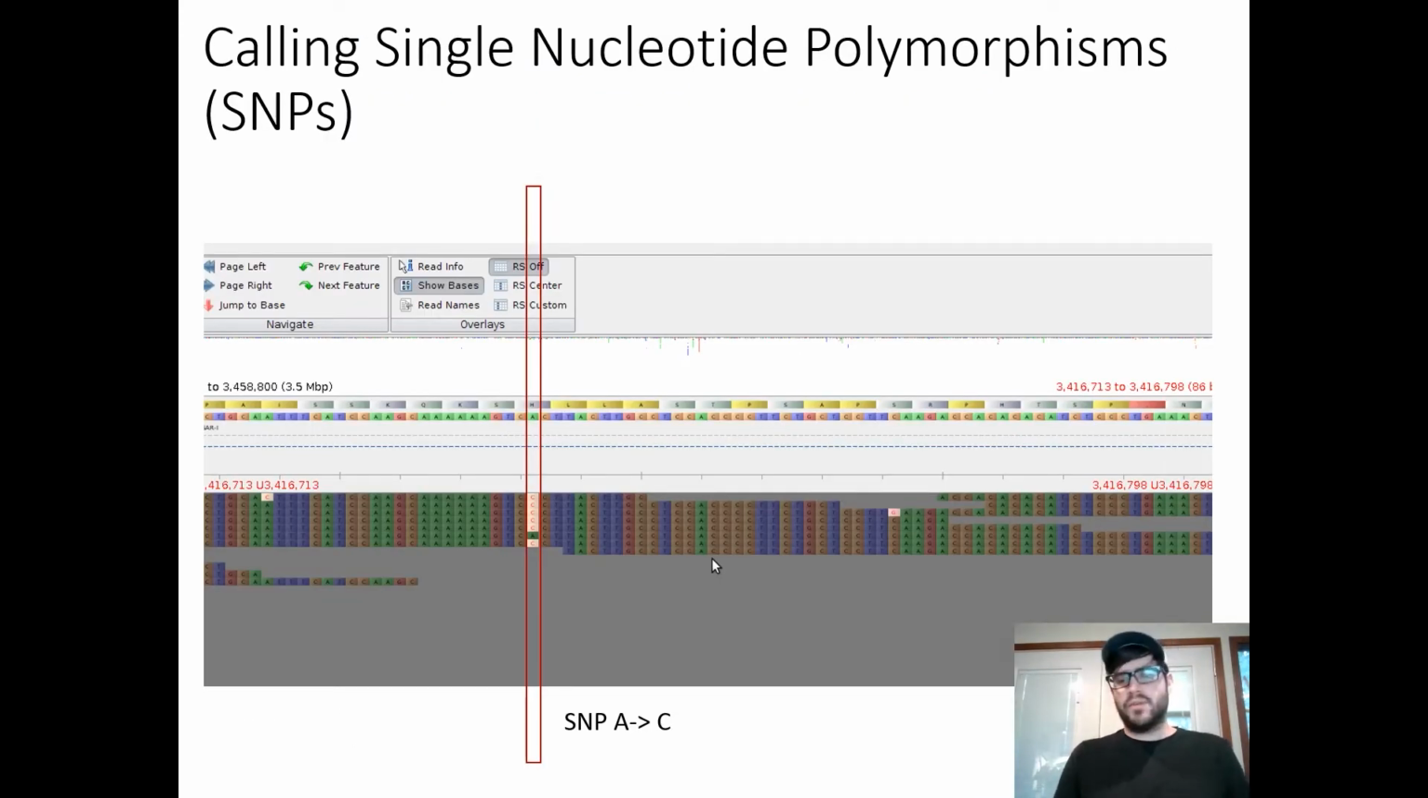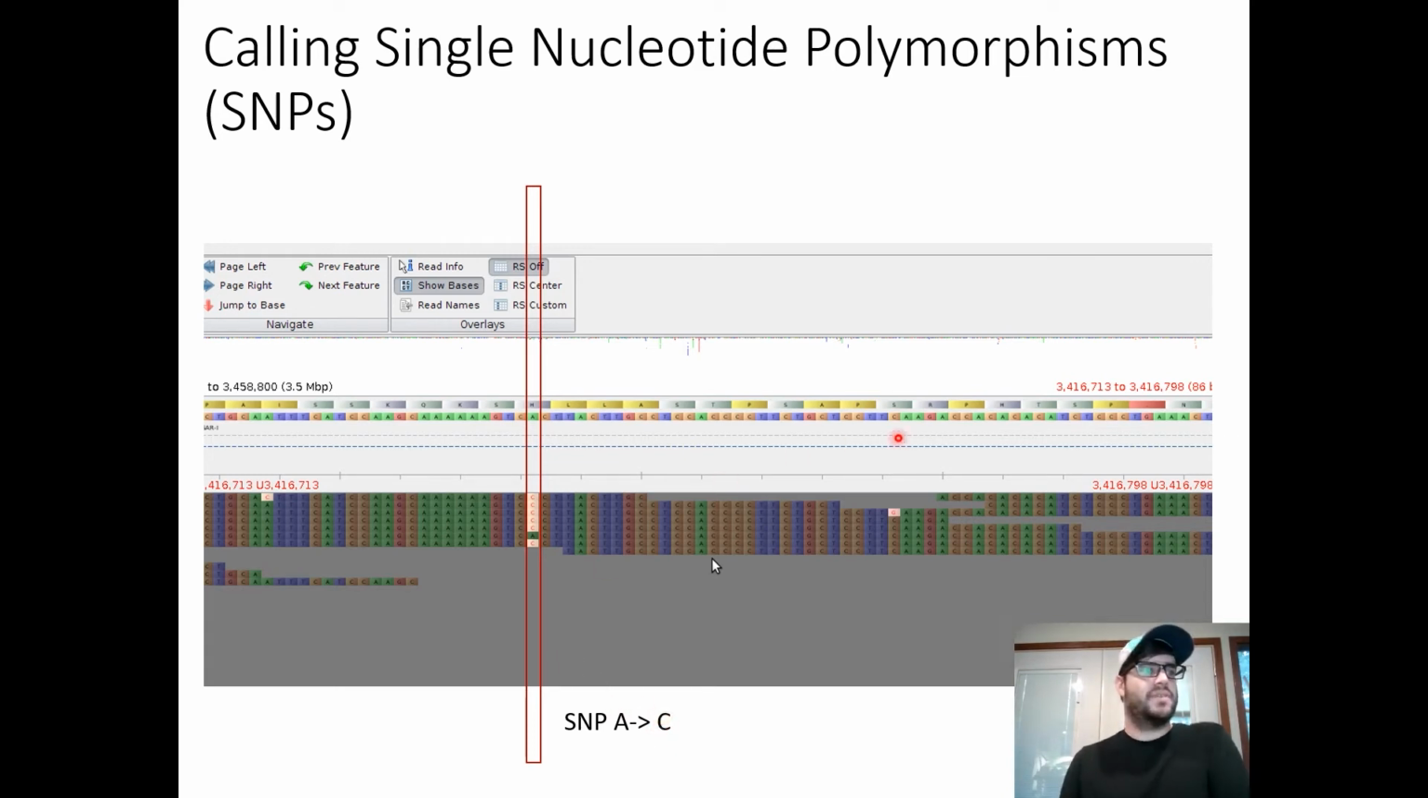So there are a number of different types of variants that we can identify. And the first one, and this is probably the most common one that you would encounter in a lot of downstream analyses, is called a single nucleotide polymorphism. In this case, this is a SNP, we would call that a SNP of an A turning into a C. So it's just going to be a single base pair where one base pair is substituted with another.